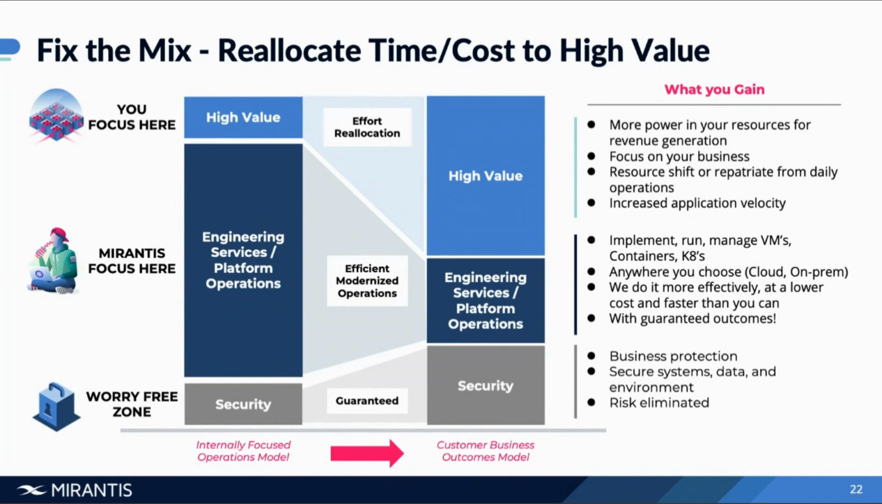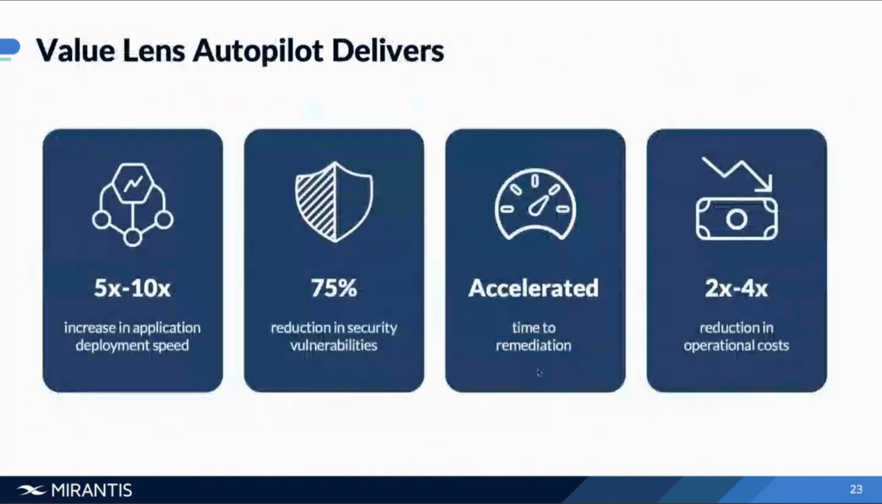So the value that Lens Autopilot delivers, and we've seen a 5x to 10x increase in application deployment speed. There's a whopping 75% reduction of vulnerabilities and security incidents. There's accelerated time to remediation because you know exactly what's going on, or we'll provide logs as well of what the issues are with any downtime events, any environment events. And key to today's topic, a 2x to 4x reduction in operational costs.